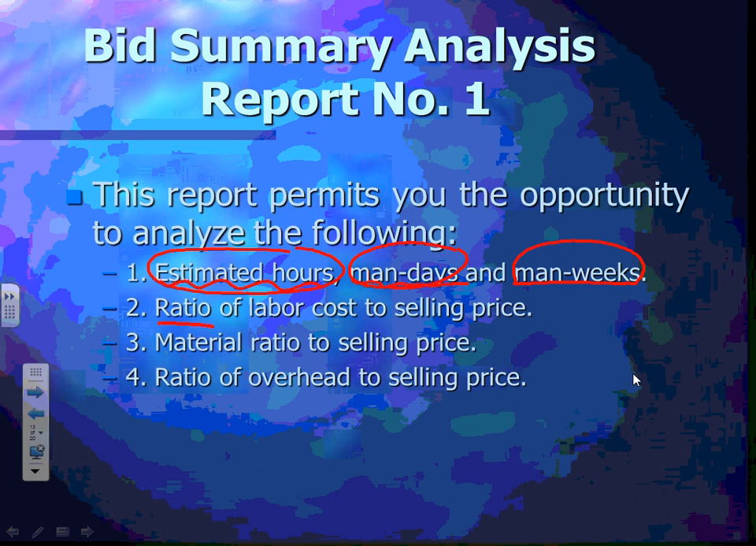Ratio: you take your ratio of the labor cost to the selling price. The percentage of labor, how much is this? Is 50% of the price of the project labor, or is it 55%? These are the flags that we talked about.